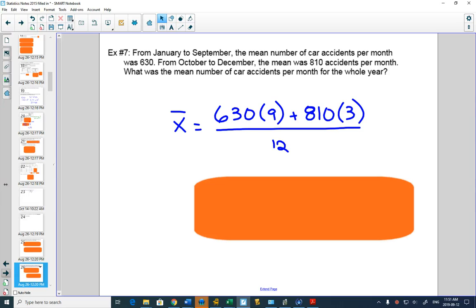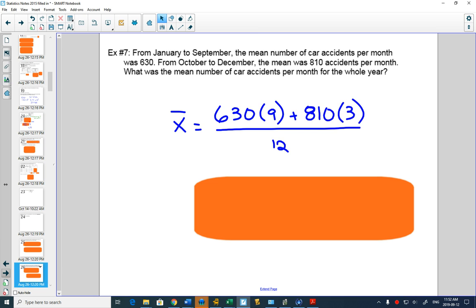Right, but if the mean number of accidents per month from January to September was 630, that's like having 630 per each of those months, or 630 times 9. Does that make sense? Yeah. And then 810. How many people thought there was 630 in total from January to September? And 810 in total from October to December.